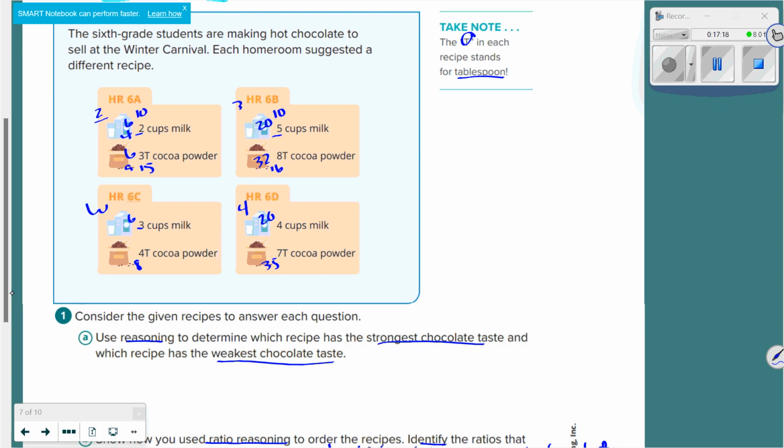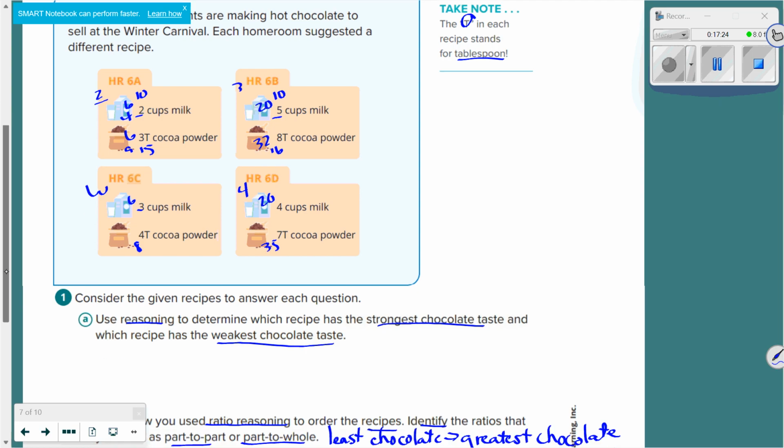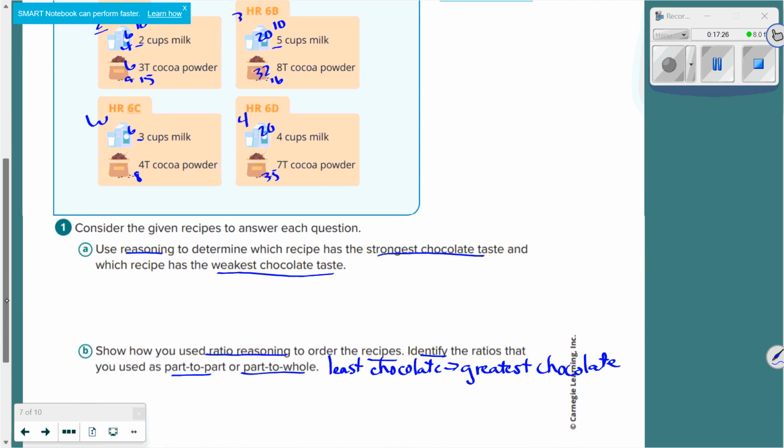Everybody understand what we just did? I went kind of quick because we've only got like 8 minutes left. Exactly. So, if we were to do this, which one has the strongest chocolate taste? 6D has the strongest, because it has the most cocoa for the same amount of milk.